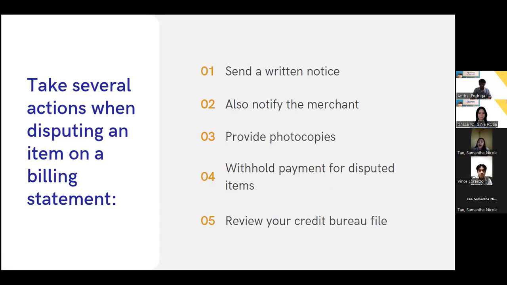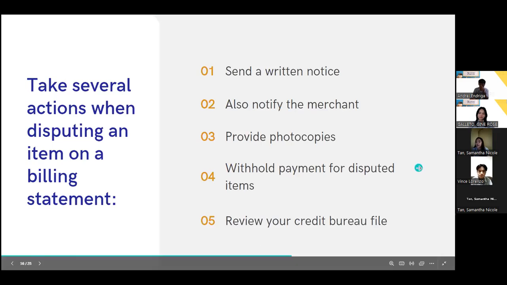There are several actions when disputing an item on a billing statement. So the first one is send a written notice, notify the merchant, provide photocopies, withhold payment for disputed items, and lastly, review your credit bureau file.